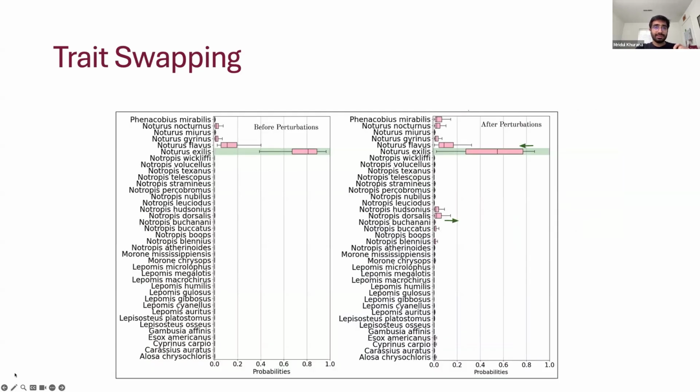And we can also see this through the logit scores, where the left one is when we're trying to classify the generated images before any perturbations. And on the right, after doing these perturbations, we see the logit scores of the source species, Notropis exilis, slightly decrease, and the classifier is getting confused, classifying slightly more of the Notropis genus, which we borrowed the traits from.